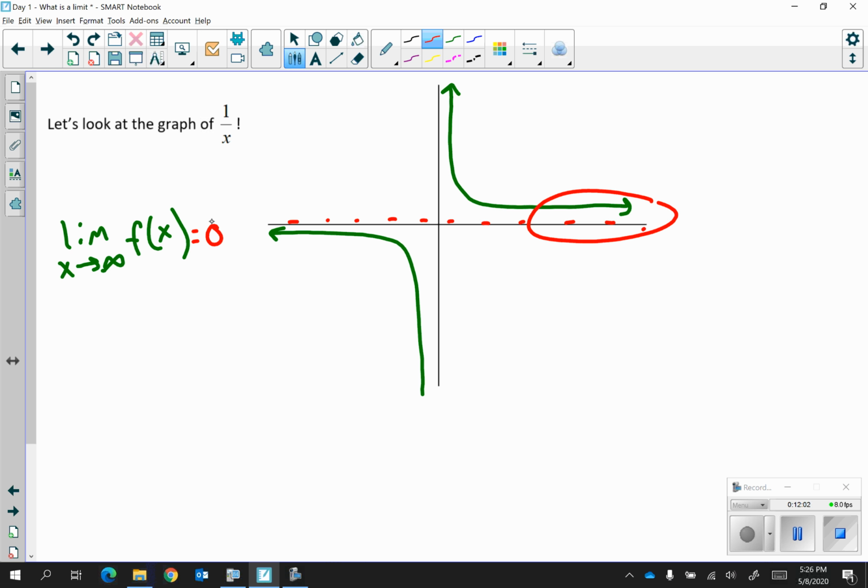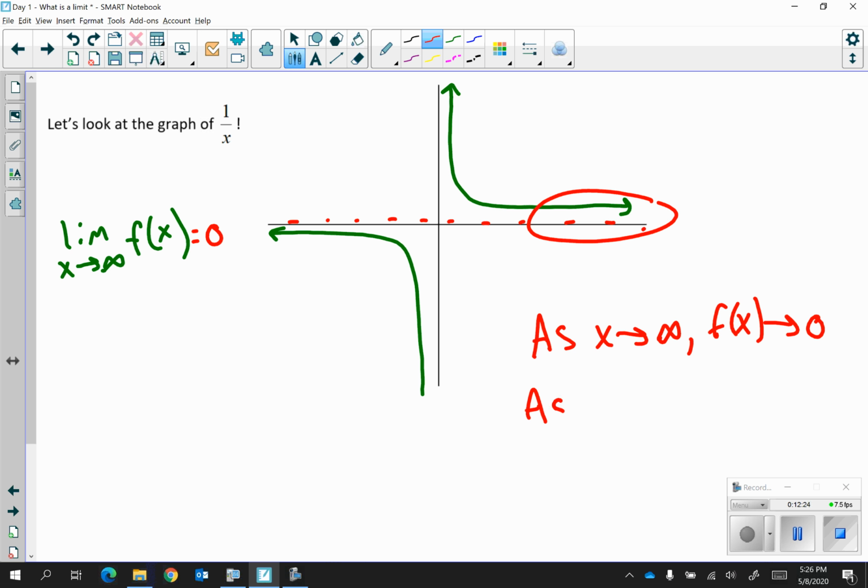Now, we might actually be used to expressing this as your long-run behavior. Sorry, not long-run behavior, end behavior. So with your end behavior, we're used to writing it as x goes to infinity, f of x goes to 0.